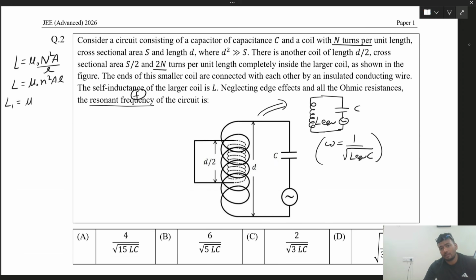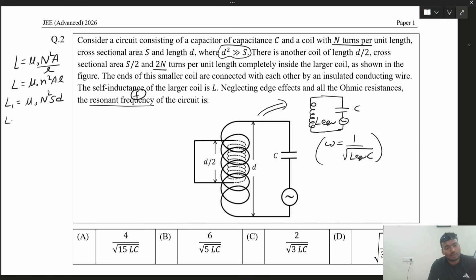And one more thing beta, in the question, they say this d square is greater than S, so that is basically the comparison of dimension. So you can say the length is very long as compared to the diameter. So that is basically telling you one thing, that you can treat them as ideal and you can neglect that fringing effect, right? So L1 is mu naught n square and that cross section area S, mu naught n square S, and that into d, the length is d.